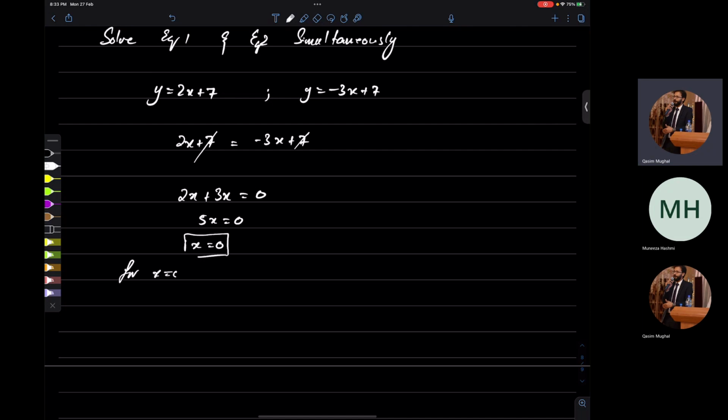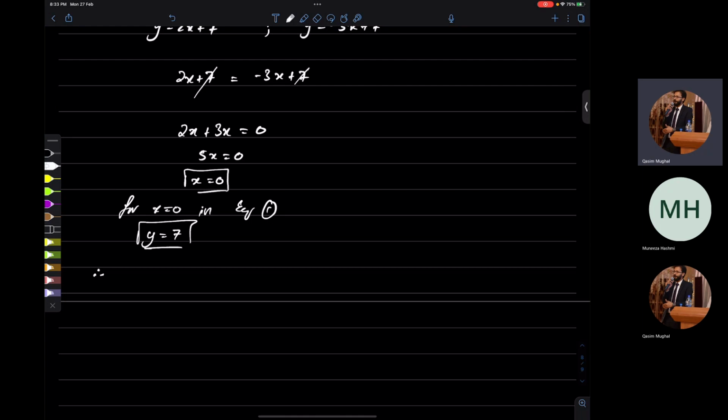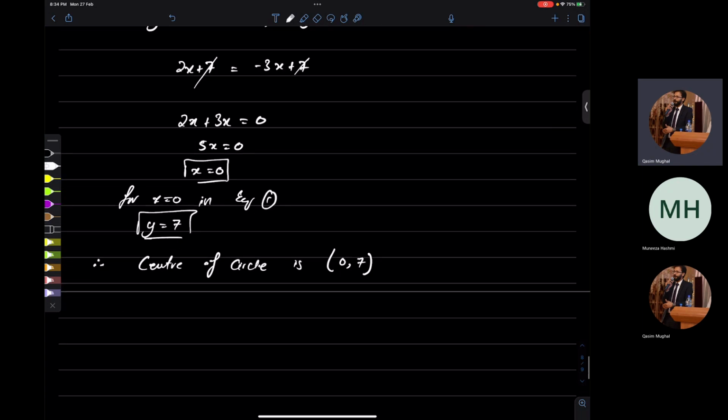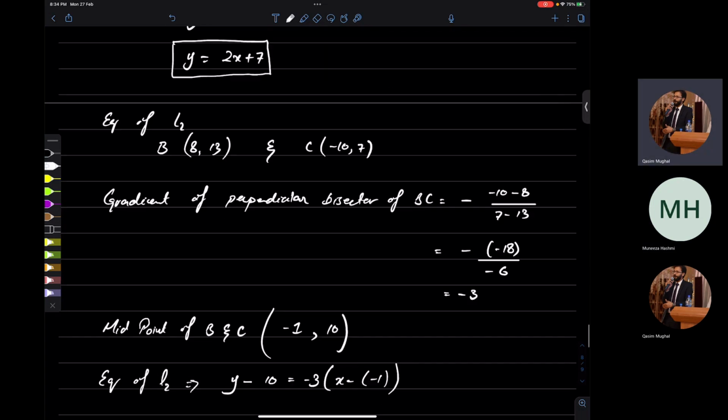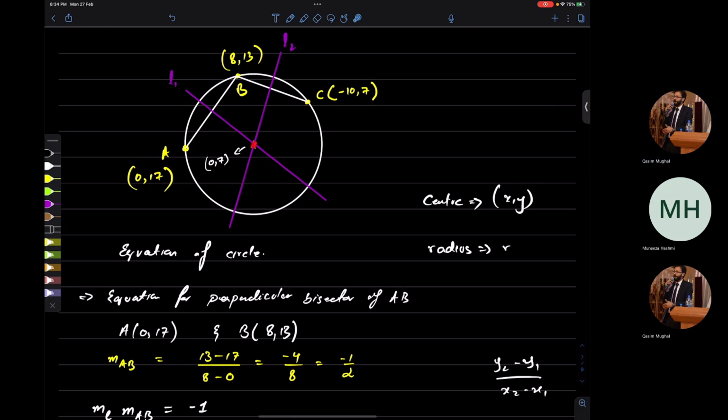So for x equals 0, you can substitute in any of the equations. So I'm going to substitute it in equation 1. So y is going to be equal to 7. Now therefore, the center of the circle is at 0, 7. So we have the coordinates for the center of the circle as 0 and 7. Now we need to work out the radius. Okay, so we have the coordinates of this one, which is 0, 7. Now we can apply the distance formula on this one.